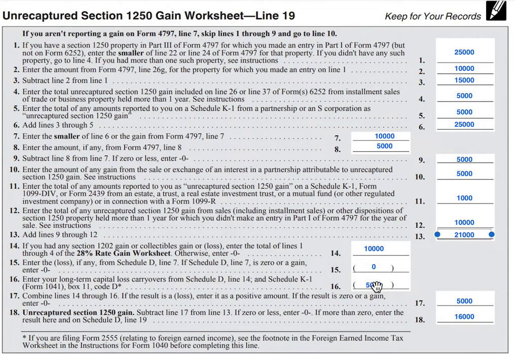You'll note that lines 15 and 16 are both in parentheses. That means that they're negative numbers. So when we combine them on line 17, we come up with $5,000. And then we're going to subtract the line 17 number from the line 13 number, and we arrive at $16,000. This would be the amount that you enter in the Schedule D on line 19. If you are filing IRS Form 2555, which relates to foreign earned income, there's a footnote in the foreign earned income tax worksheet that you'll have to refer to, and you can find that in the Form 1040 instructions before you complete line 16. So be sure to do that before you start making those final calculations.